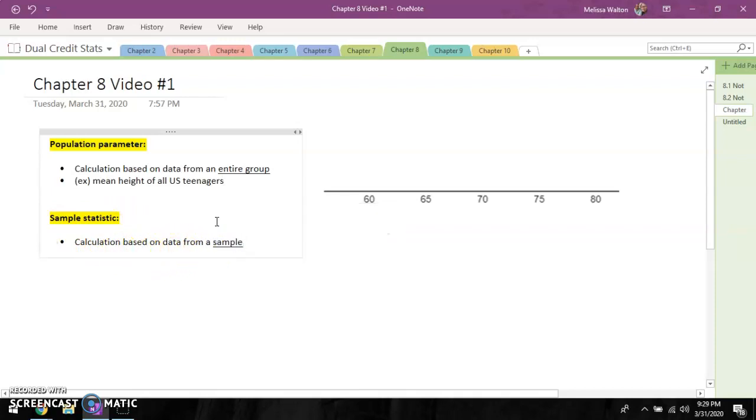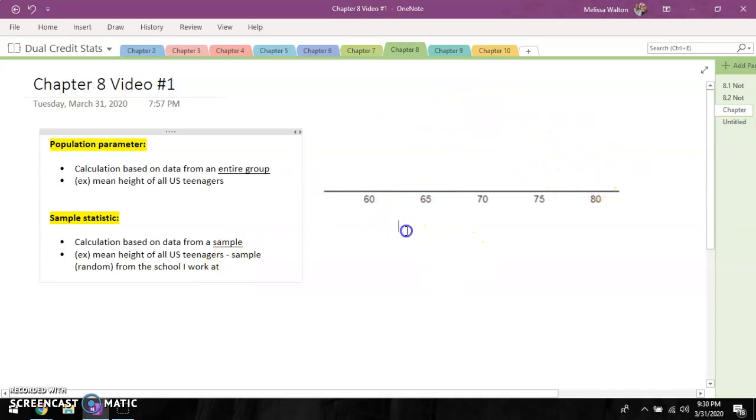So let's go back to that initial problem. Let's say I'm still looking to find the mean height of all US teenagers, but in order to do that, I take a sample, hopefully a random sample, from the school I work at. I would like to figure out the population parameter, the mean height of all US teenagers, but I'm not able to get that. So I'm going to take a random sample from my school, and I want to talk about what that distribution looks like.